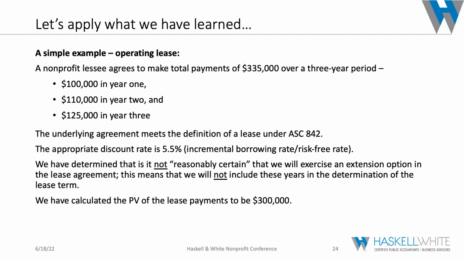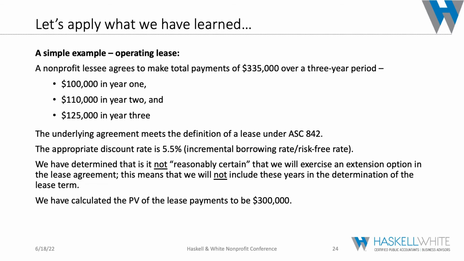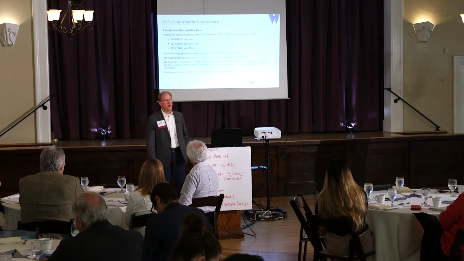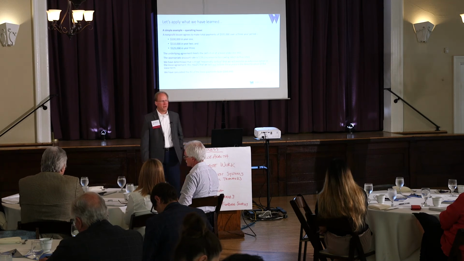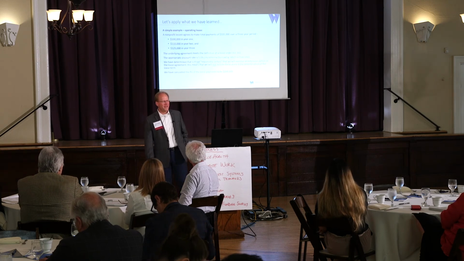Okay, example time. So now let's apply some of these concepts that we've learned. This is going to be a very simple example, but it'll walk you through some of the journal entries and what you should be thinking about as you implement this new standard. So in our example, we have a very simple operating lease, and let's say a nonprofit lessee agrees to make payments of $335,000 over the next 3 years. So hopefully these are some nice digs. $100,000 in year 1, $110,000, and then $125,000 in year 3. That's going to be our payment stream.